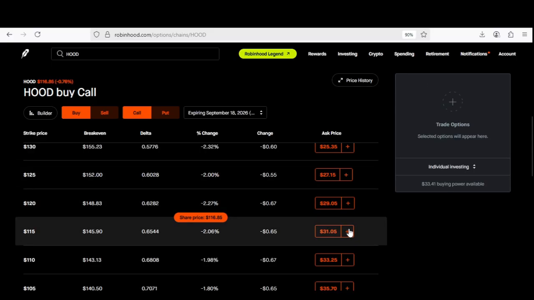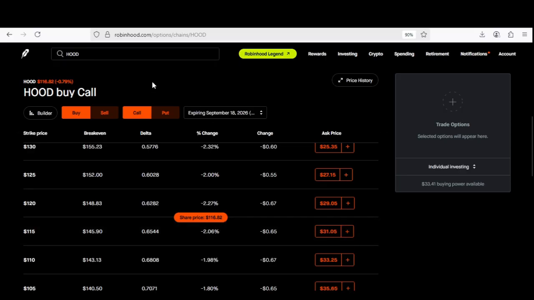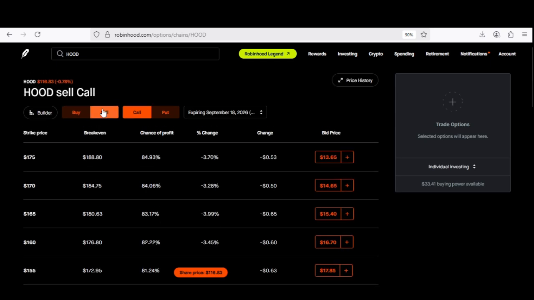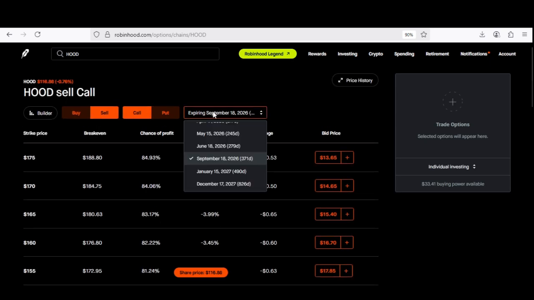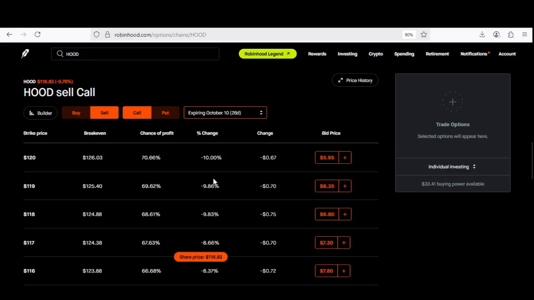Now let's go ahead. We're going to clear the parameters right here, and we're going to flip the options trade. We're now going to go to sell, and we're going to go to call, and now we're going to choose a closer expiration date. Ideally, I like to go out a month or more, so I'm going to go with October 10th, which gives me around 28 days to expiration. I'm totally fine with that.